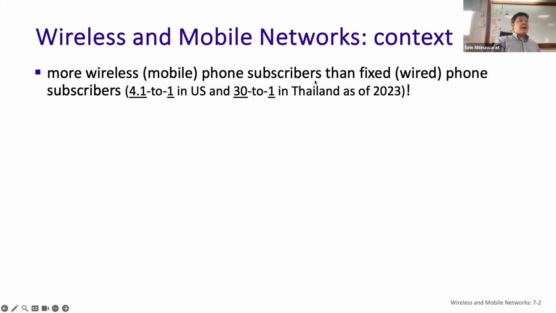This first statistic compares the ratio of mobile phone subscriptions to home phone subscriptions. In the US, that is about 4 to 1. In Thailand, it's even more than that, about 30 to 1, as of 2023. Why do you think the ratio is much higher in Thailand?